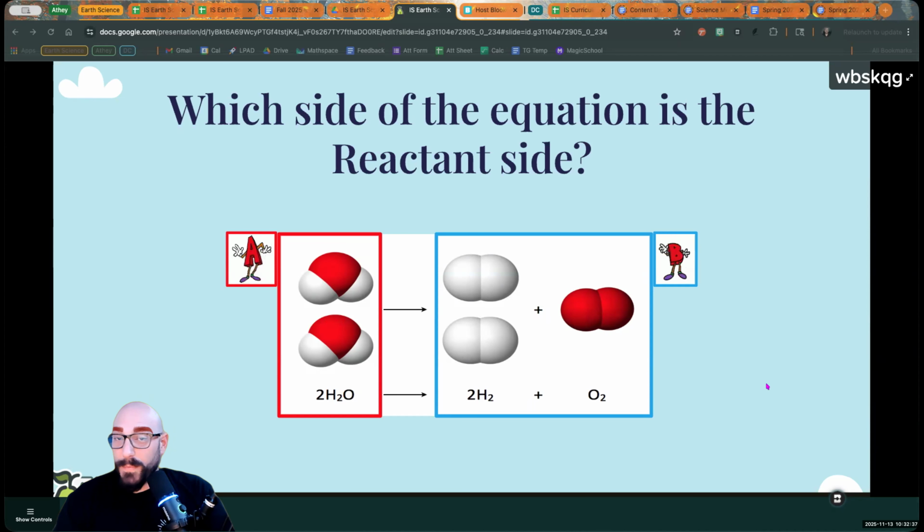Now, I'll be honest. This isn't the direction this reaction usually happens in. It usually happens the opposite way. But it's not this time. It's going from water to hydrogen and oxygen, which can happen. There are scenarios where that happens, okay? But the reactant side is always, always, always on the left.